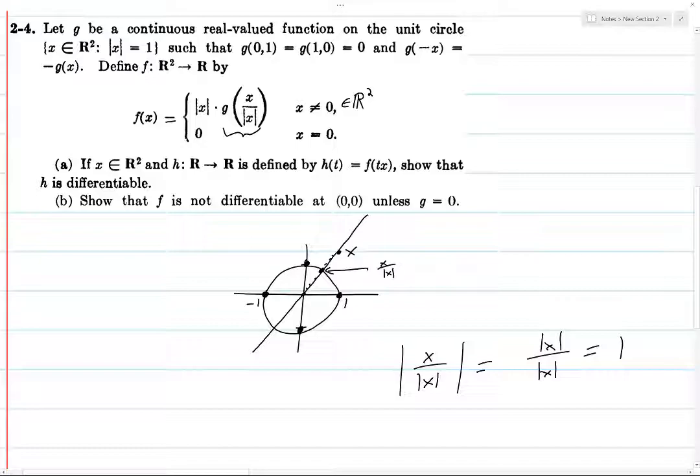Well, no, wait, that's not true. If we're over on this part of the line, then g of x over the norm of x is going to be whatever g evaluates to at this point. But if we're in this region of the line, then it's going to evaluate to whatever g is here, which happens to be the negative of what it evaluates to at the first point. So anyway, then you take that and multiply by the norm of x.